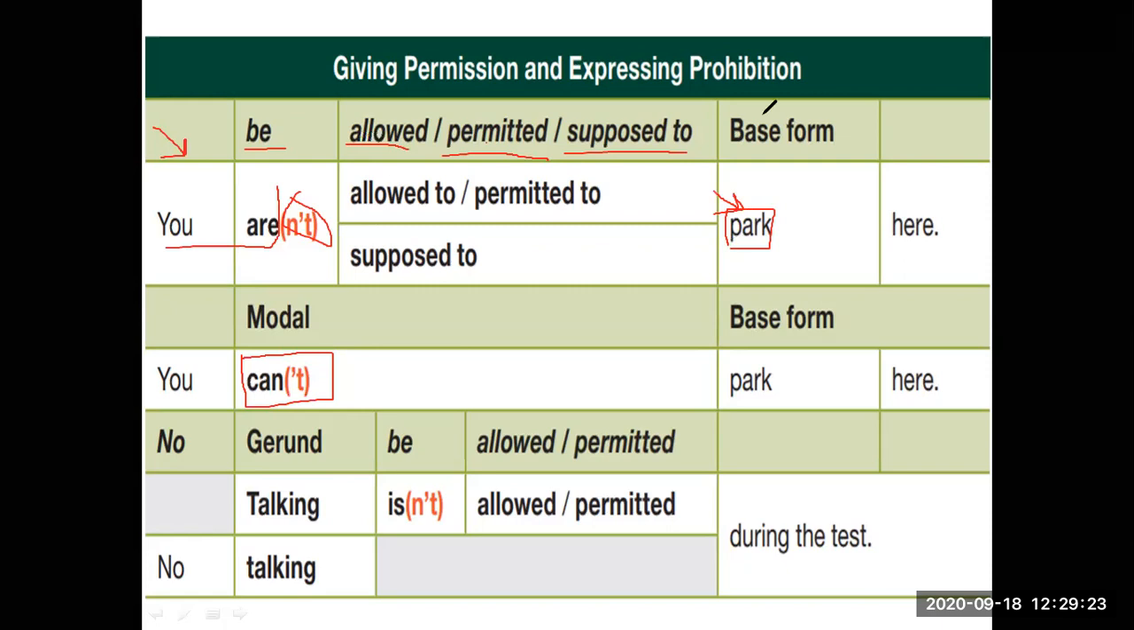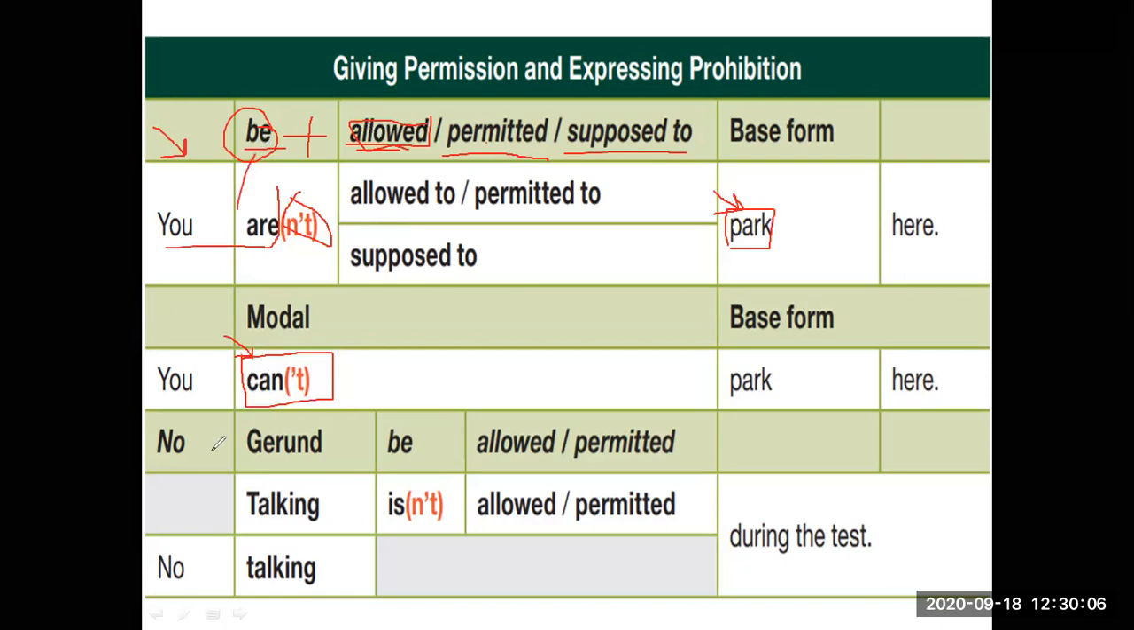So in that case, you are using the verb to be plus allowed or permitted or supposed to. In a sentence, I am going to use only one of these. I cannot say you are allowed, permitted, supposed to park here. No, I am going to use only one, whatever you want, but only one. And here we're using a modal. Before I showed you the modals must and have to, but here they are using only the verb to be and the modal can or can't.